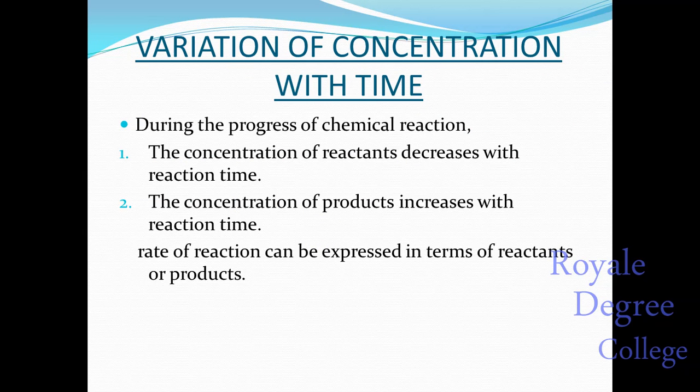Now we'll see about variation of concentration with time. During the progress of a chemical reaction, the concentration of reactants decreases with reaction time. The concentration of products increases with reaction time. So, rate of reaction can be expressed in terms of reactants or products.